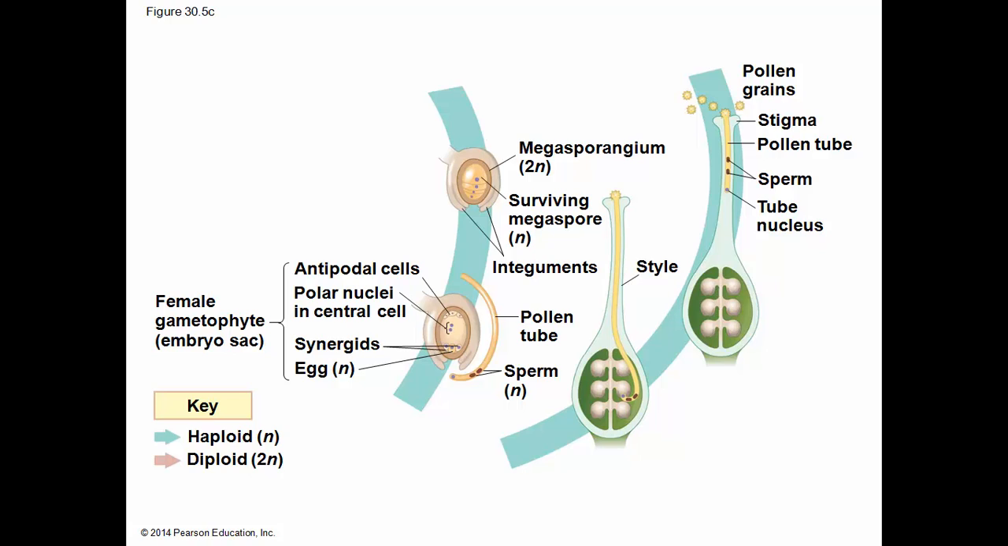Okay, so these are different cells inside the megasporangium. The egg is right here in the middle. The synergids are just like assistant cells on either side of the embryo, and then these antipodal cells don't serve any major function, but these polar nuclei in the center of the cell, those become the foundation of the endosperm.